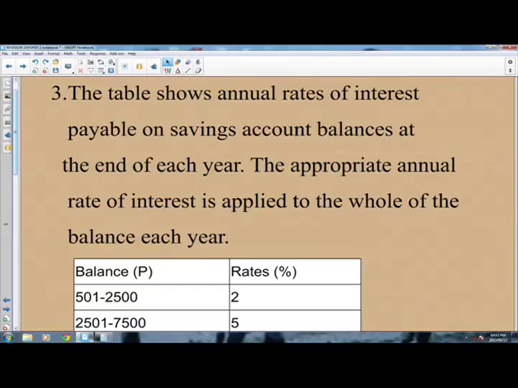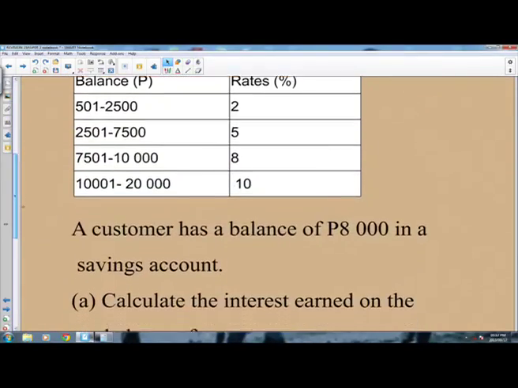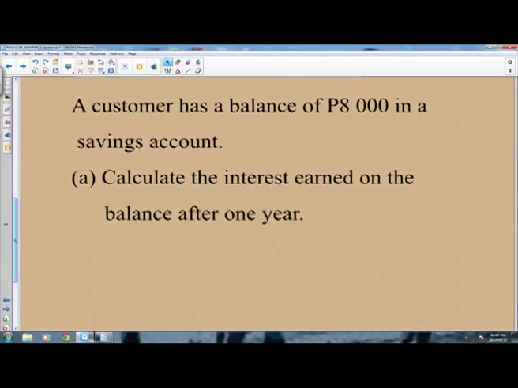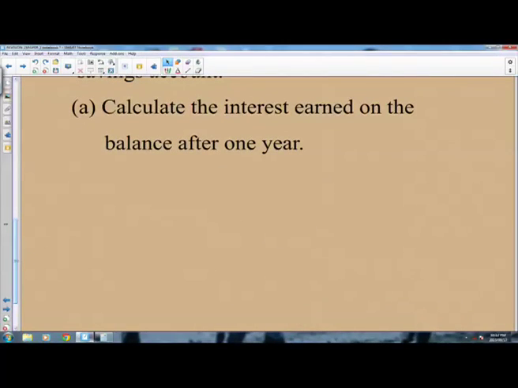We are at question number 3, and question number 3 says the table shows annual rates of interest payable on savings account balances at the end of each year. The appropriate annual rate of interest is applied to the whole of the balances each year. And this is the table that we are to use to answer this question. And then it says a customer has a balance of 8,000 pula in a savings account. Calculate the interest earned on the balance after 1 year. So we are simply to calculate the interest earned on the balance after 1 year.